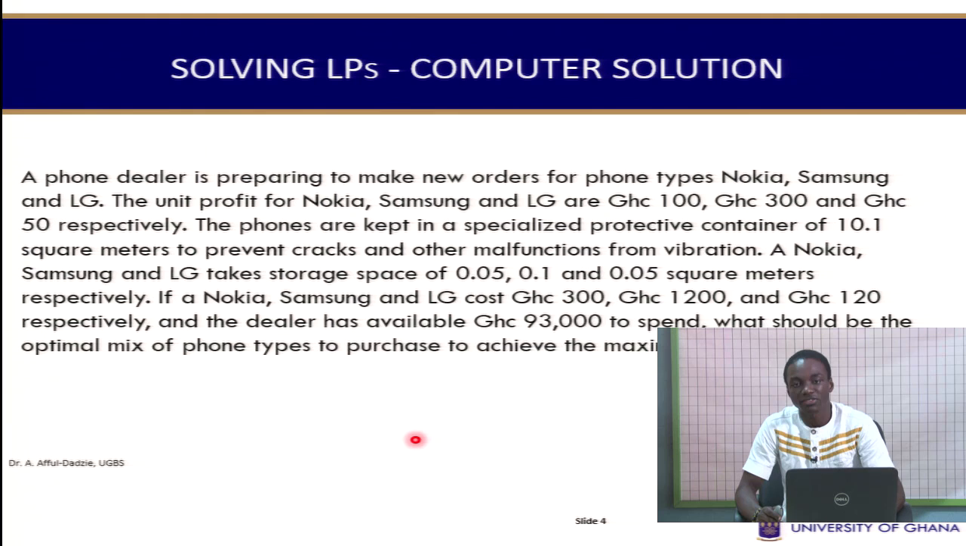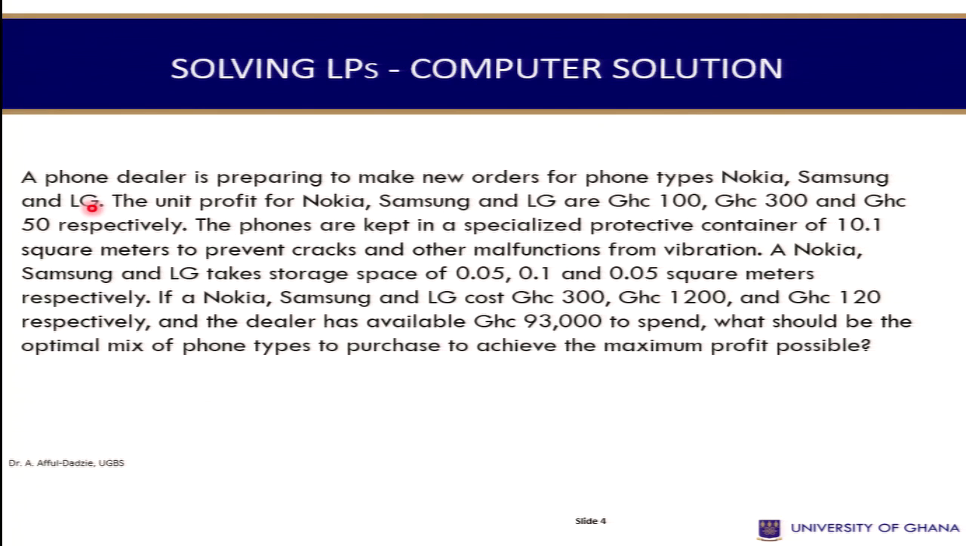As you are aware, this is a linear programming problem because we have an objective of maximizing our profits, as well as some number of constraints. The first constraint we are concerned with is the storage space constraint, and then the capital constraint. So in forming our decision variables, let x1, x2, and x3 represent the number of Nokia, Samsung, and LG phones to buy respectively.